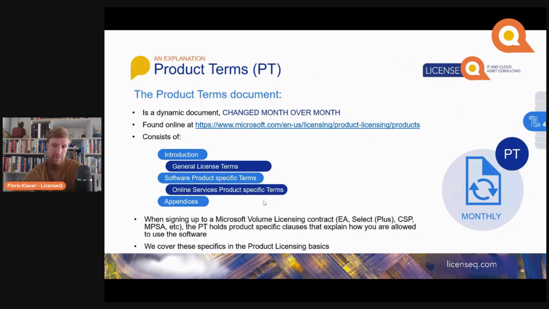Then moving into the product terms, as said, is a dynamic document, and it changes month over month. You can find the link on the screen. And it consists of an introduction, general license terms, software product specific terms, online services specific terms, and a lot of appendixes. It's a document that's about 100 plus pages long.